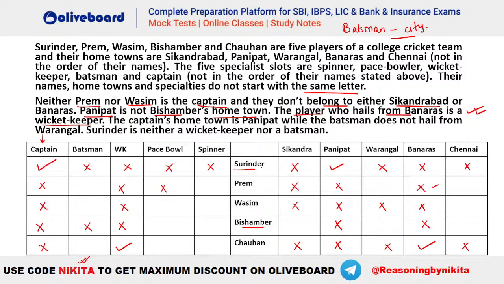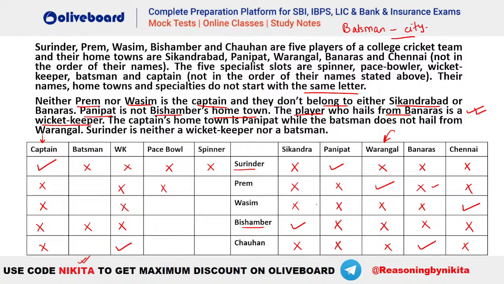Okay. Now in Sikandra also you can see we have 4 crosses. That means this should be a tick here. Okay. So if this is a tick, you can see this will be a cross. I hope this is clear. So Bishambar is from Sikandra. Now you can see only one place is remaining in Warangal. So this will be a tick here. If this is a tick, that means this has to be a cross. And if all the 4 are crossed out, that means the remaining person, Wasim, will be from Chennai.